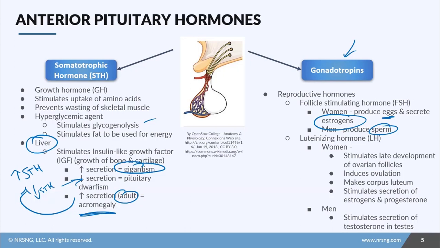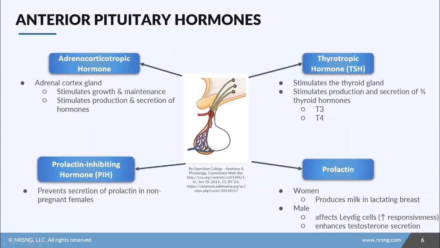Now, the luteinizing hormone in women does several things, especially during pregnancy. It stimulates late development of the ovarian follicles, it induces ovulation, and it also makes the corpus luteum. Furthermore, it stimulates the secretion of estrogen and progesterone in women. Now, in men, it stimulates the secretion of testosterone, particularly in the Leydig cells of the testes.